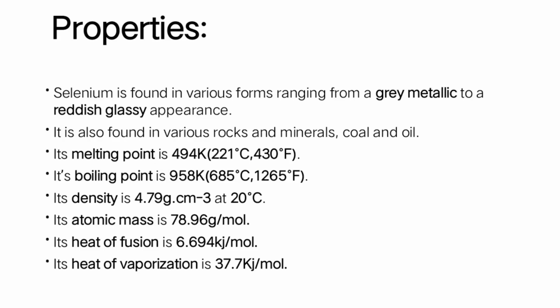Properties. Selenium is found in various forms ranging from a grey metallic to a reddish glassy appearance. It is also found in various rocks and minerals, coal and oil. Its melting point is 494 Kelvin or 221 degrees Celsius or 430 degrees Fahrenheit. Its boiling point is 958 Kelvin, 685 degrees Celsius and 1265 Fahrenheit.